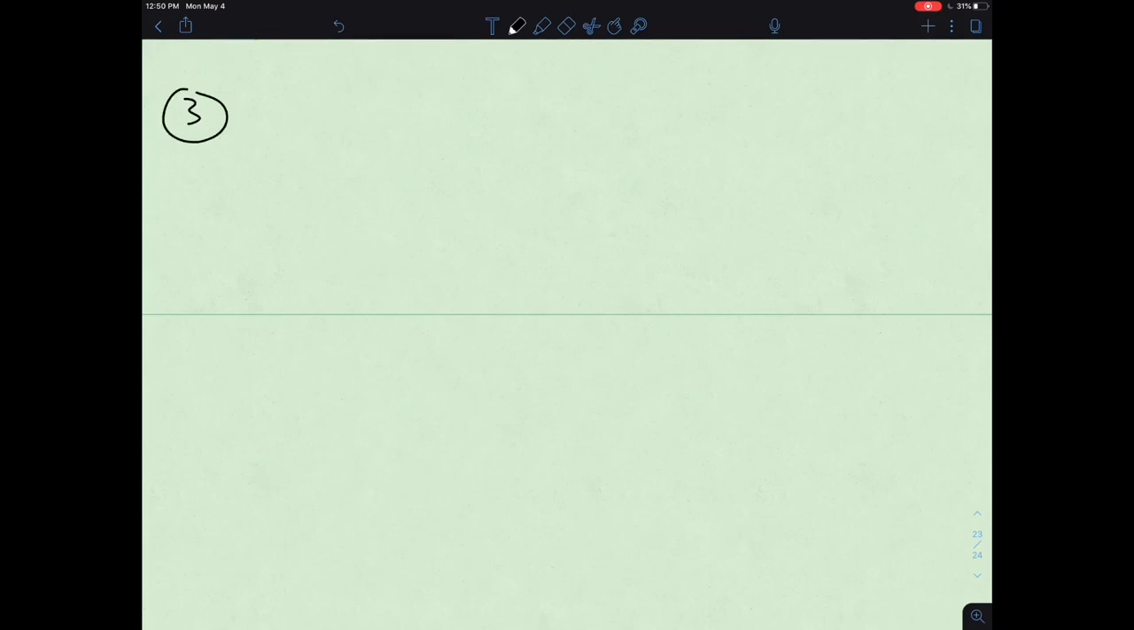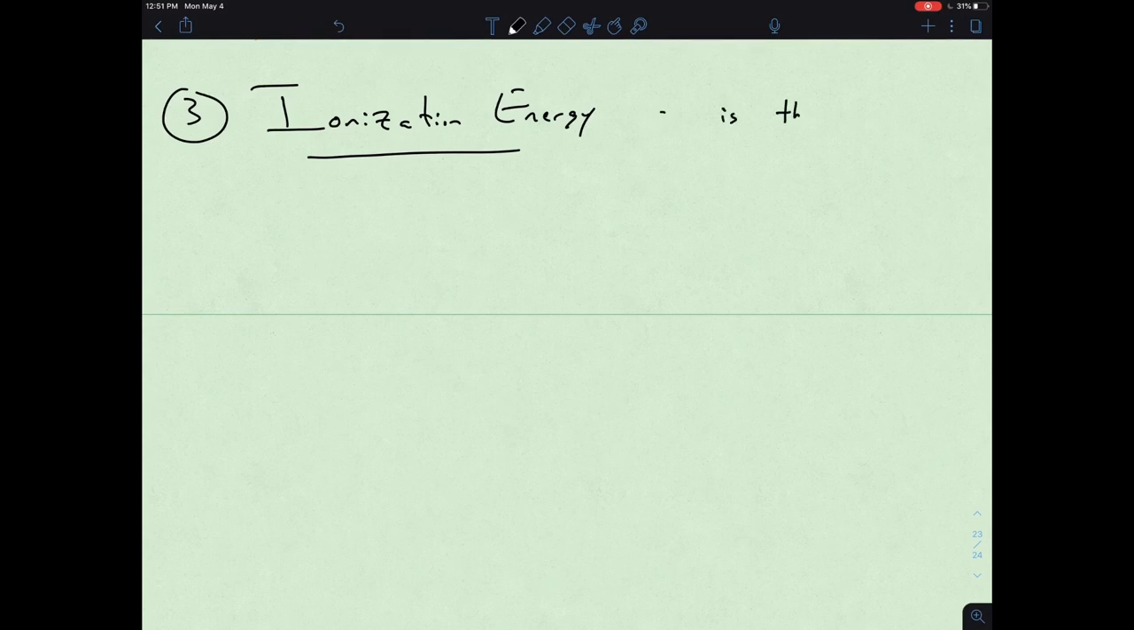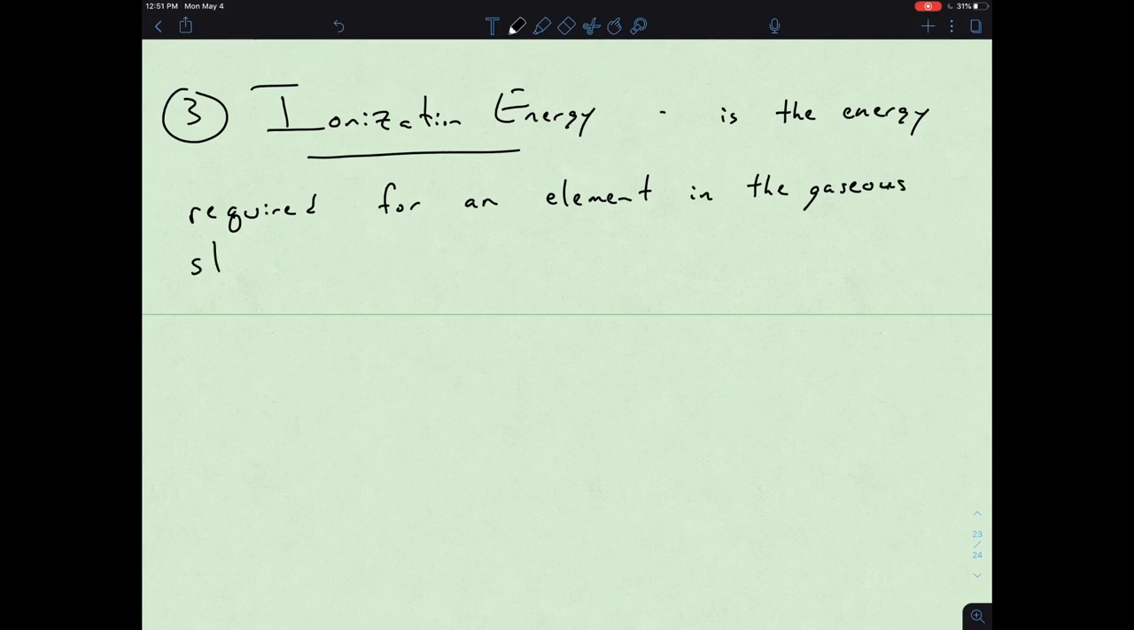Now let's get into ionization energy. Ionization energy is the energy required for an element in the gaseous state to lose an electron.